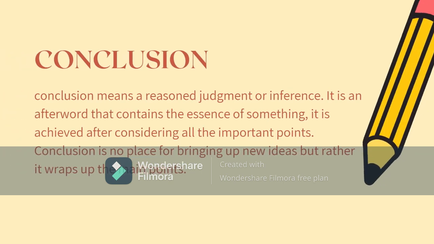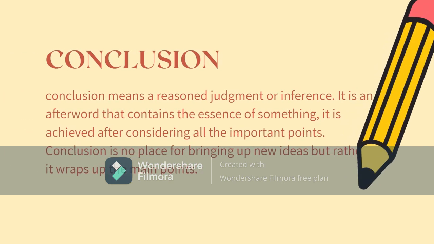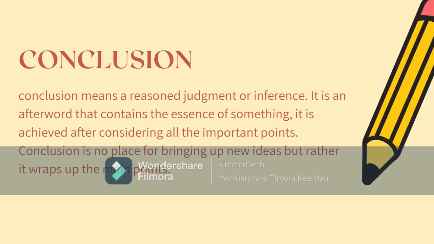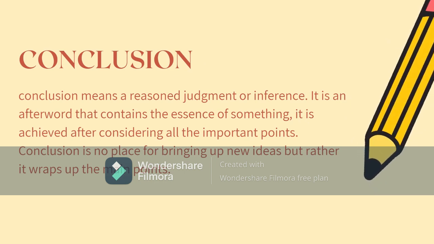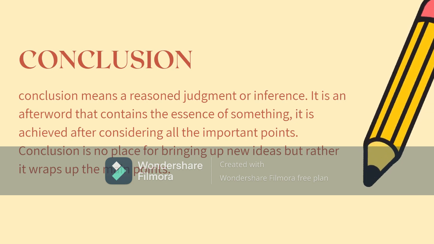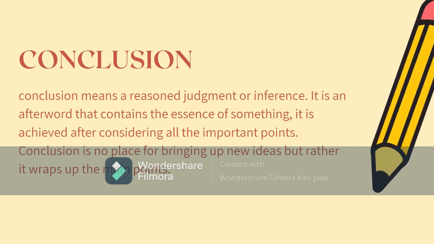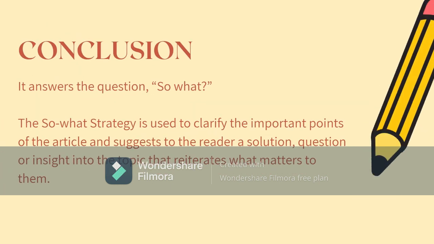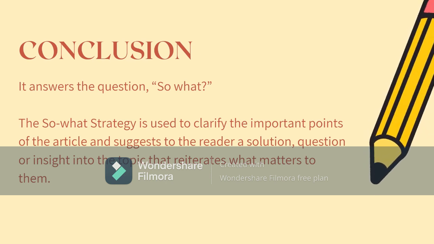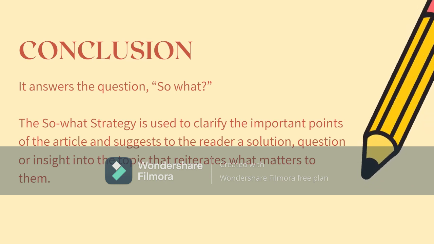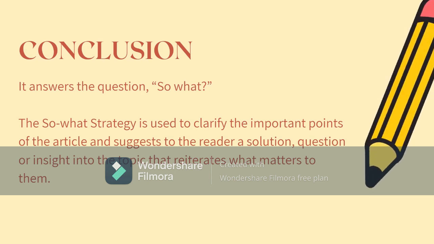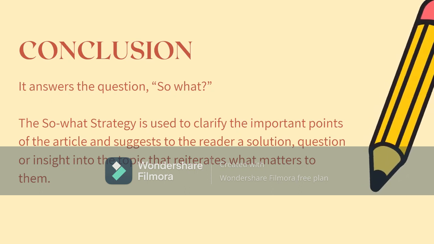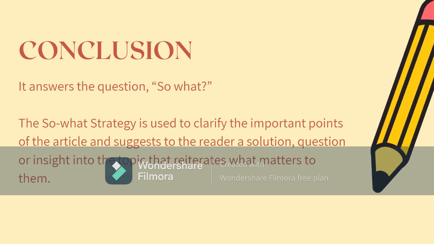On the other hand, when we say conclusion, it is a reasoned judgment or inference. It is an afterword that contains the essence of something. It is achieved after considering all the important points. Conclusion is no place for bringing up new ideas, but rather it wraps up the main point. Also, it answers the question, so what? The so what strategy is used to clarify the important points of the article and suggest to the reader a solution, question, or insight into the topic that reiterates what matters to them.